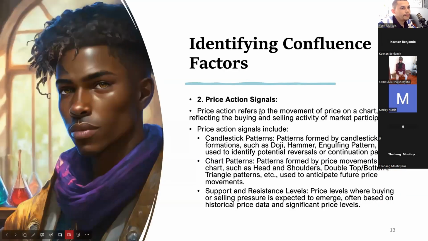Okay, so then also identifying confluence factors. Okay, awesome, Sam.